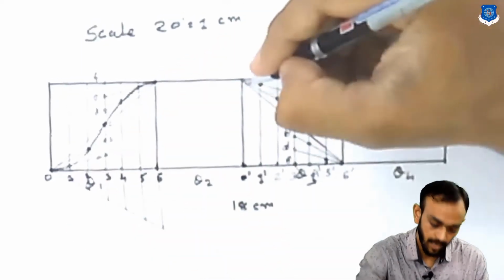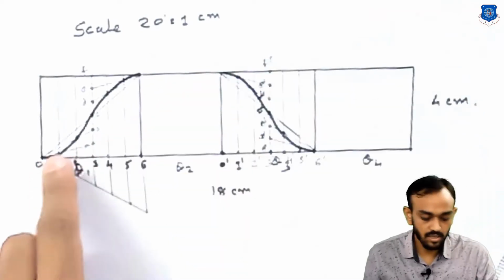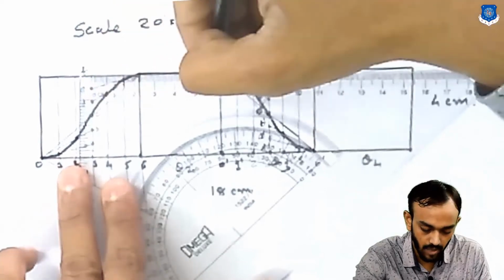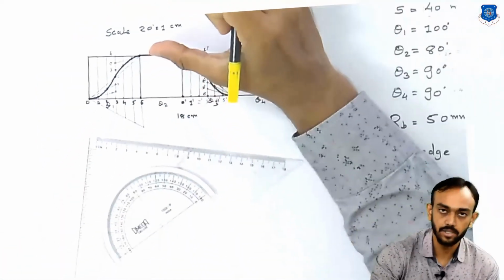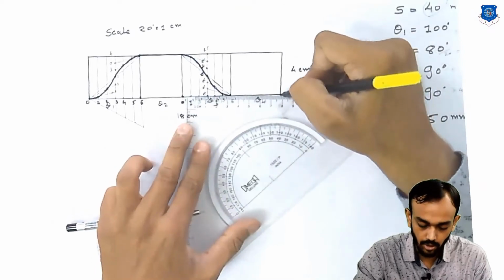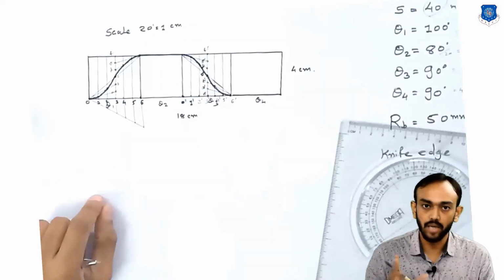Okay, and same will be for the return. So this is the curve for the rise, this is the dwell here, our follower in a steady condition on the top side, then return, and then again dwell. So this is our displacement diagram. Now we will draw the cam profile here.